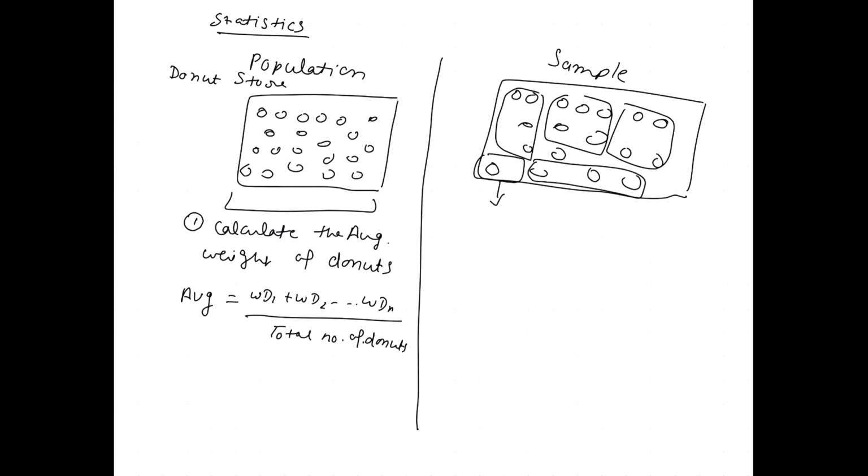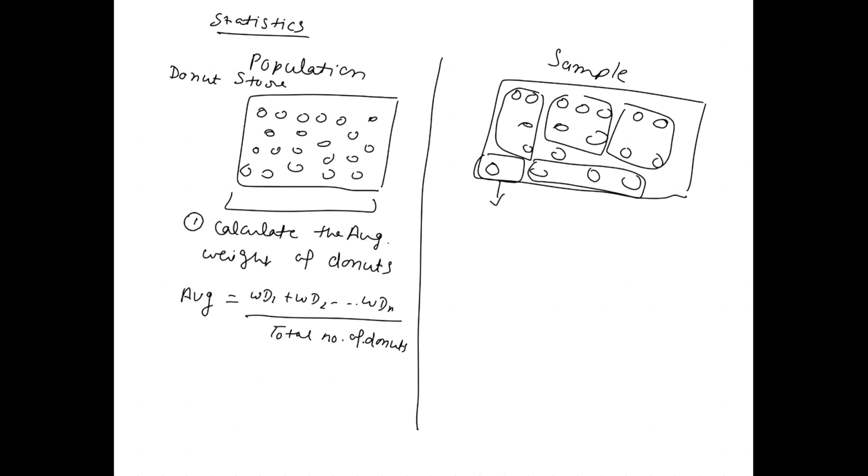This means you are going to do the analysis of the entire data set. If I ask you to calculate the average weight of the donut, you are picking up all the donuts. It can be 1 million, it can be 100K, it can be 500K. It depends upon the availability of the donuts in your store.